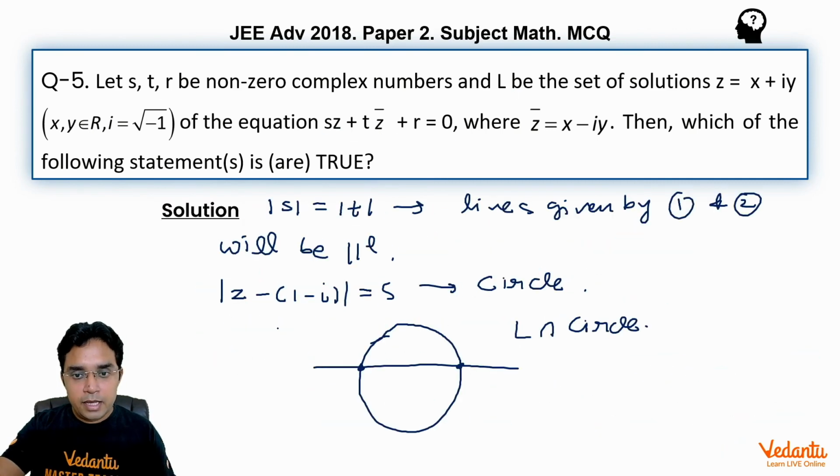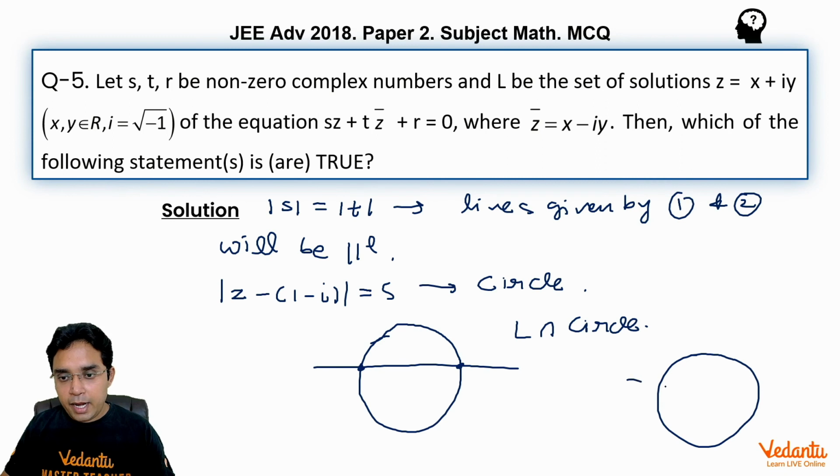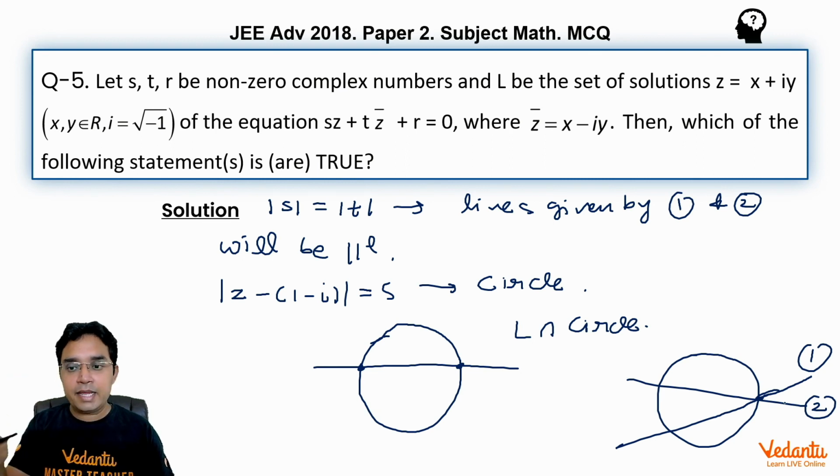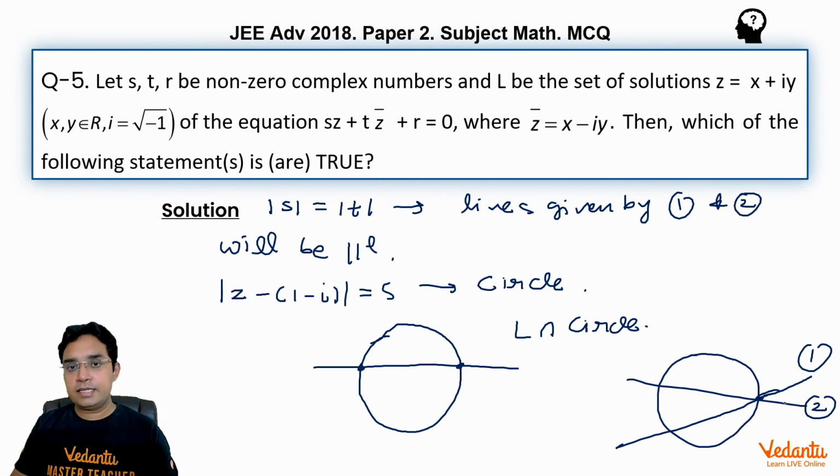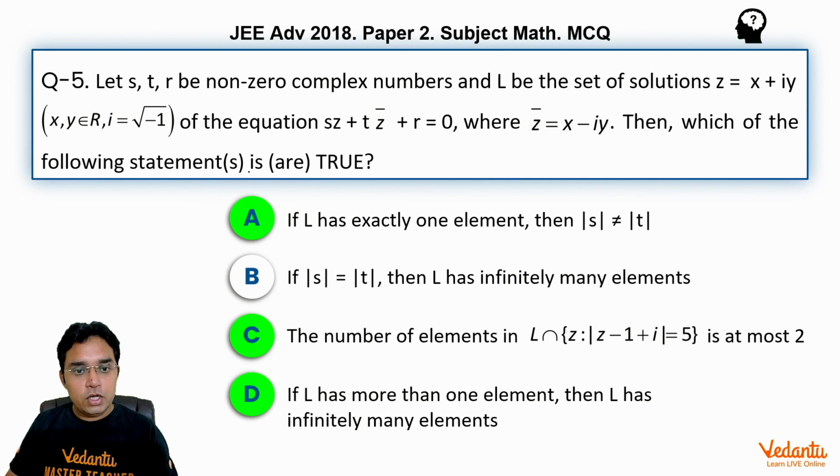Let me give you the idea that if this was not the scenario, meaning the lines were not coincident but only intersecting, in that case you can expect at most one solution, which will be when the lines given by equations 1 and 2 intersect, and this point of intersection also lies on the circle. In that case, you will have only one solution. In all other scenarios also we can check that the number of elements in L intersection circle cannot be more than 2. So option C is also correct. The complete answer for this question is A, C and D.